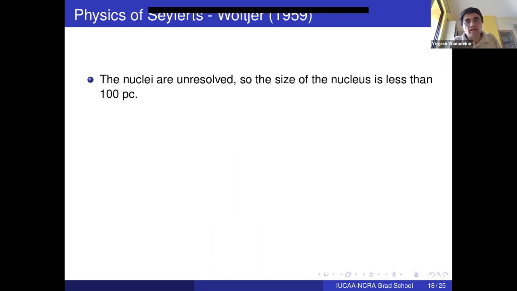Until the late 1950s, when Ludwig Woltjer wrote a very interesting paper where he tried to analyze the physics of the Seyfert phenomenon. One thing he knew was that these nuclei were unresolved, even with the best telescopes. So the size of the nucleus must be less than about 100 parsec. These strong emission lines were coming from a region which was less than 100 parsecs in diameter.